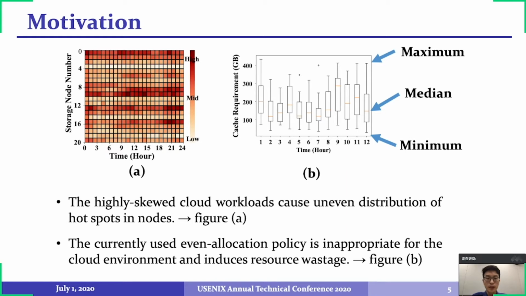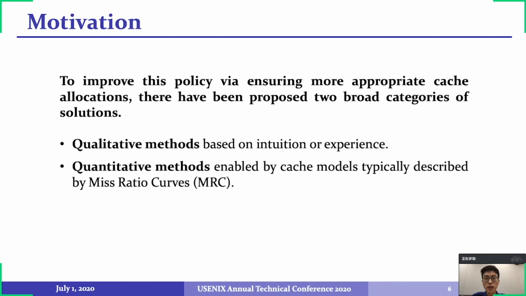The right figure further shows a distribution of cache requirements of the above storage nodes in order to reach a level of 95% hit ratio. The orange middle line in each box denotes the median cache requirement of these 20 storage nodes, while the top and bottom lines are the maximum and minimum requirements respectively. It shows each storage node has different cache requirements at different times.